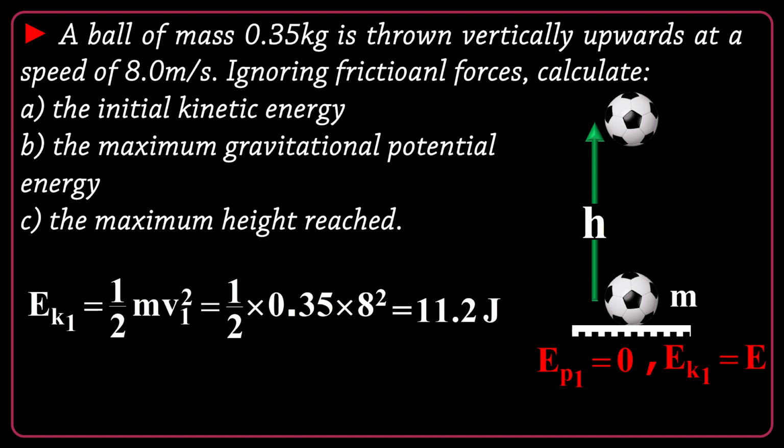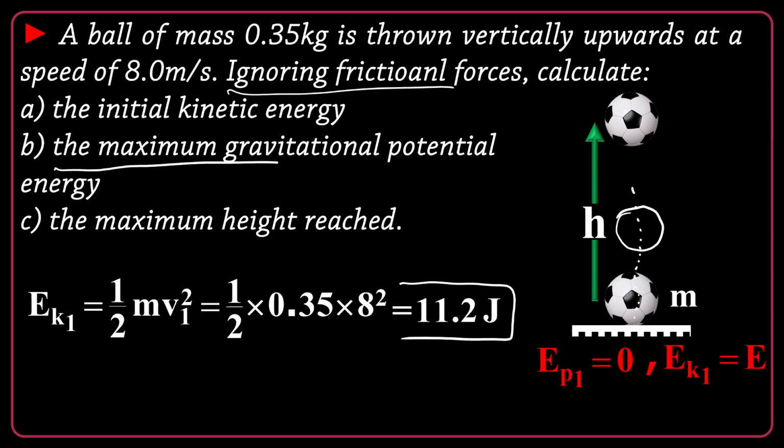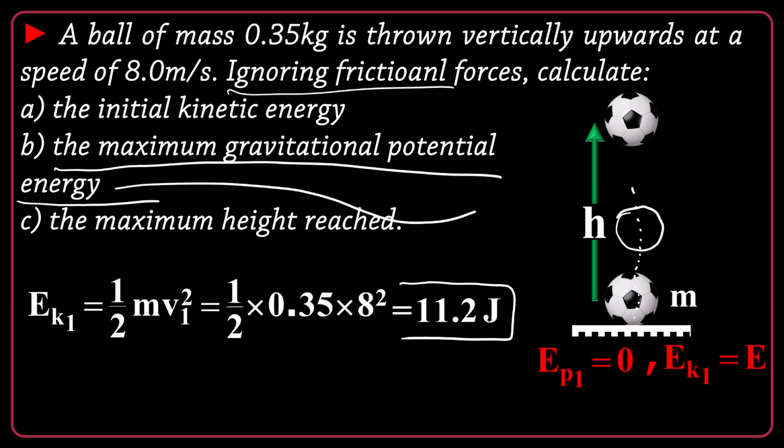This is the total mechanical energy also, because there is no frictional force. When it's going up and up, basically it's not losing mechanical energy, but just losing kinetic energy. So this kinetic energy may change, but the total mechanical energy, no. This is why the maximum gravitational potential energy when the ball gets to the peak point will be again the same, 11.2 joules, because we have no friction and no dissipation, so same mechanical energy.